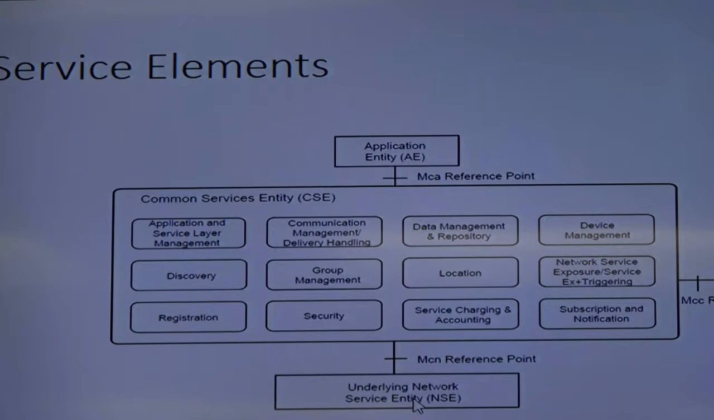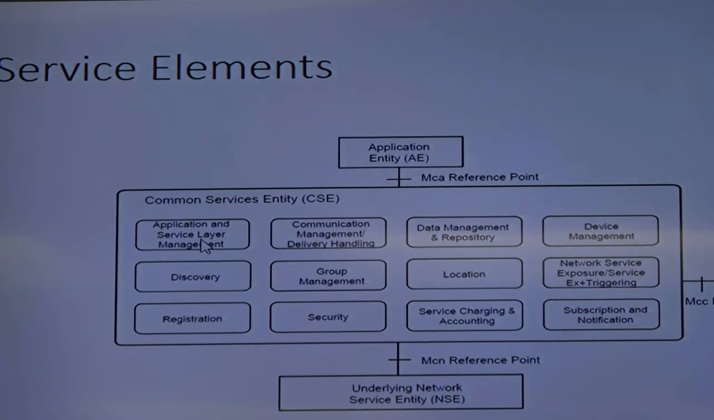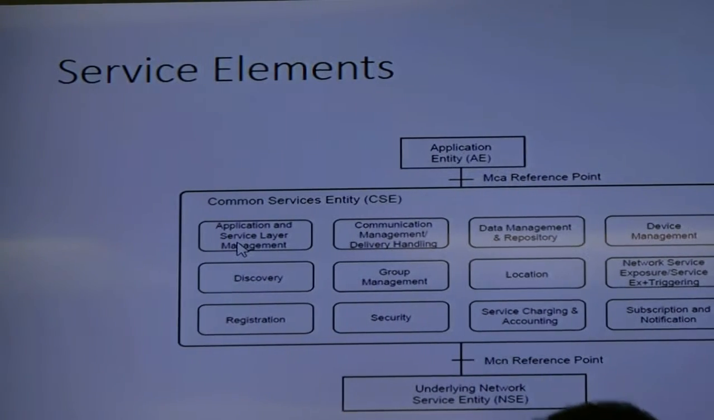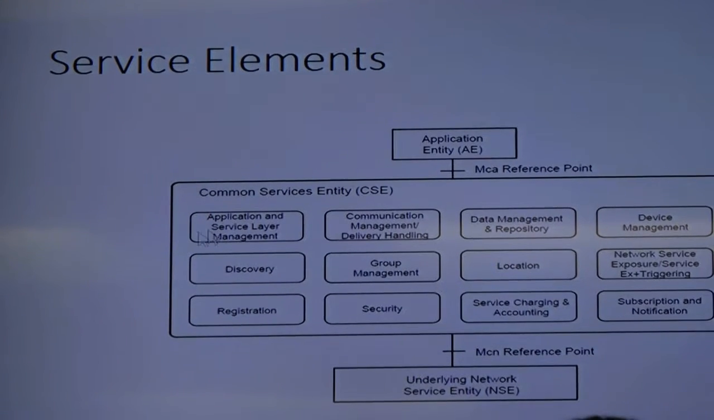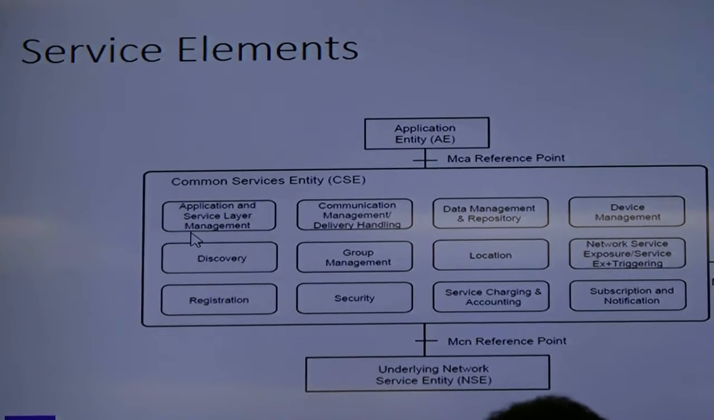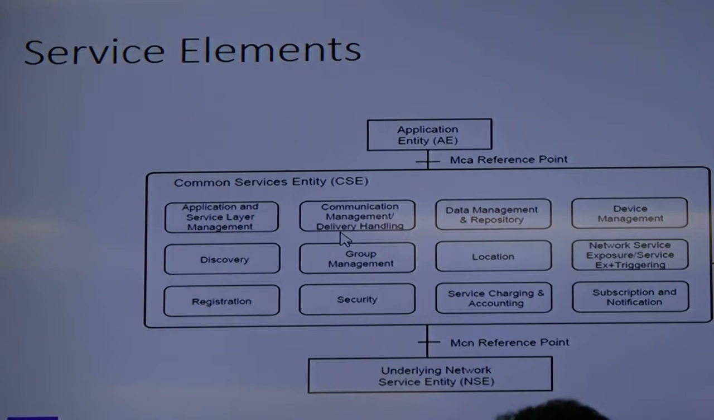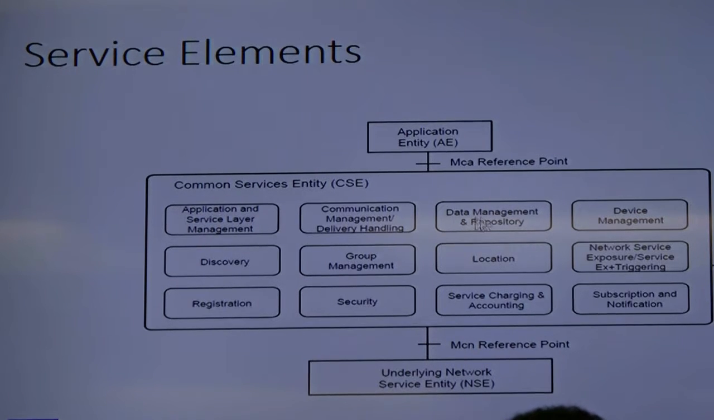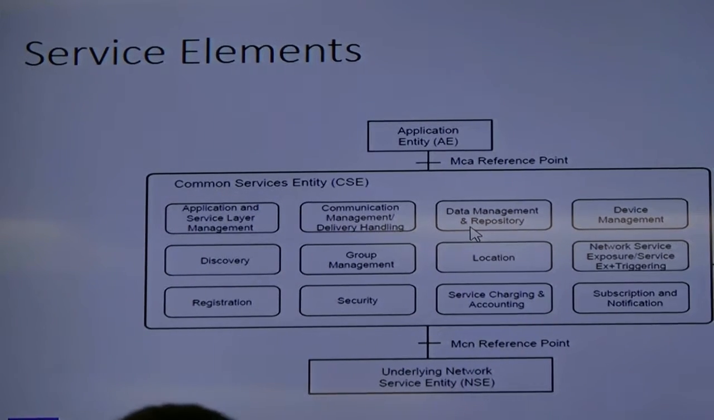When you look at the underlying network service entity, you talk about anything related to networks, communications, wireless, cellular, etc. In the service entity, what are the functions you're going to need for any system? Remember, you're talking about a wireless system. Don't you think you're going to have application and service layer management for that? You have to have communication management and delivery handling, how data is to be handled. Data management and repository: where is the data managed, where is it stored, how is it read back?